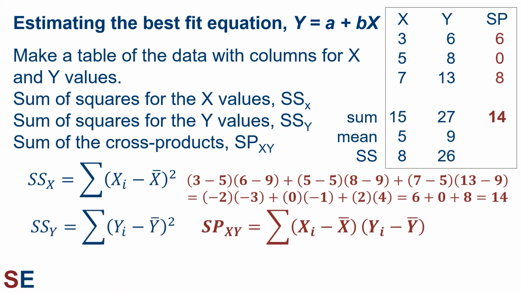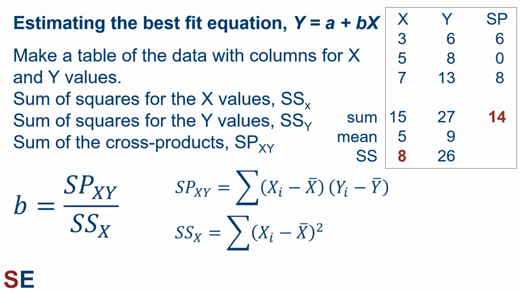To calculate the sum of the cross products, for each data point with values x and y, we subtract the mean x value from each x value, then subtract the mean y value from each y value, multiply those values, and then add them all up. For our data, that would be 3 minus 5 times 6 minus 9, plus 5 minus 5 times 8 minus 9, plus 7 minus 5 times 13 minus 9, equals negative 2 times negative 3, plus 0 times negative 1, plus 2 times 4, equals 6 plus 0 plus 8 equals 14 for our sum of the cross products.